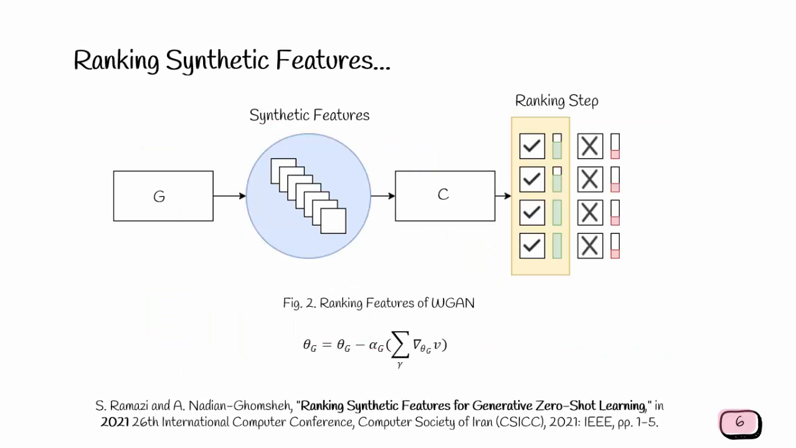What is ranking generated features? In this paper, we rank the generated features based on the scores assigned by the critic, and we use this score effectively in updating the weights of the generator. In fact, we remove the low-scoring part of the data that is generated by the generator.